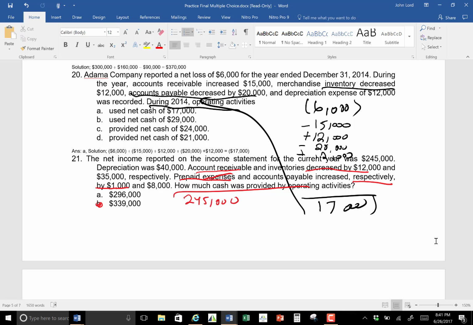Accounts payable decreased by 12,000? Huh? Oh, I'm sorry. Inventory decreased by 12. It's an asset. I do what? I do the opposite. I add it, don't I? Okay. Then I sit here and I have my accounts payable decreased by 20. It's a liability. I go in the same direction I decreased it, I subtracted 20, right? Okay. Then I say that depreciation expense was 12, that's everyone's favorite. You add that, don't you?